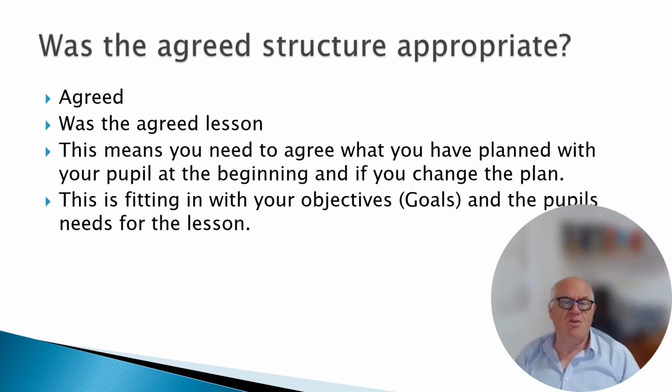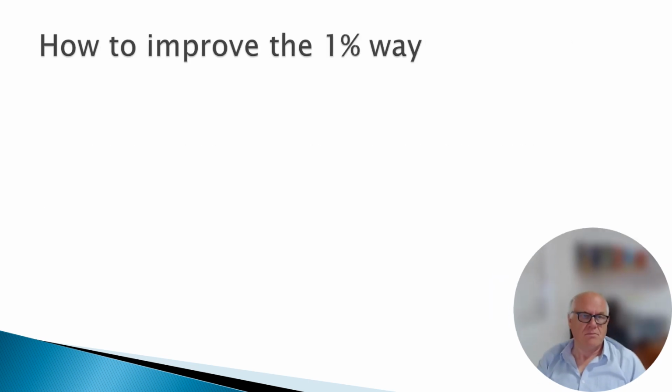So, and this is fitting in with your objectives or your goals, whatever you call them, etc., and the pupil's needs for that lesson. So again, you can see how it all ties in. If you don't agree these structure, you won't be setting the goals. You're ending up scoring low in your planning, low in was the agreed structure appropriate, etc., etc., and possibly low in did you set the goals for the pupil, etc. So one simple fault can really have a knock-on effect through many of the competencies. It's important we understand each one.